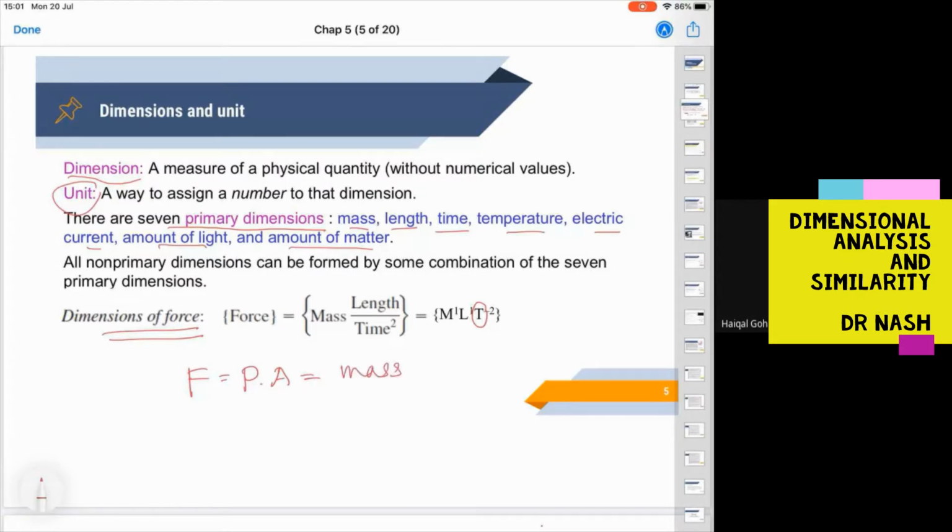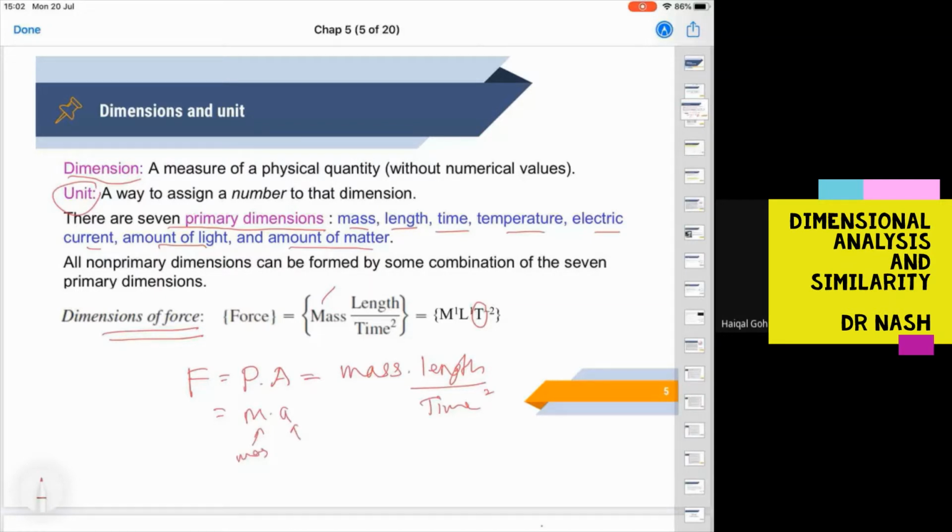Mass times length, and then over time power of 2. This is the same as above. So basically mass is the same, F equals MA is also possible. The example is also the same, F equals MA. It means this is mass, kilogram, and A is acceleration, also the same.